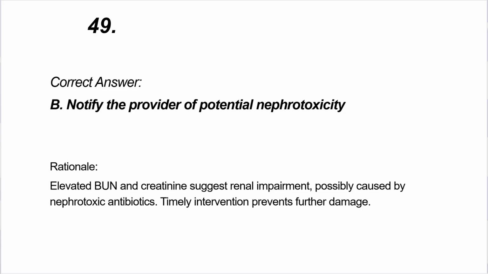49. B. Notify the provider of potential nephrotoxicity. Rationale: elevated BUN and creatinine suggest renal impairment, possibly caused by nephrotoxic antibiotics. Timely intervention prevents further damage.